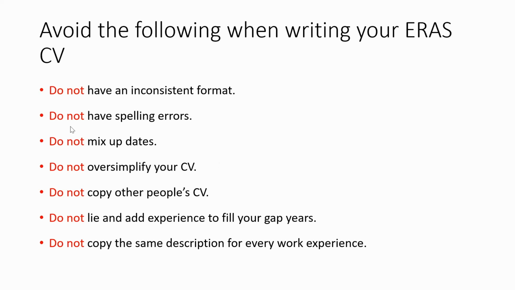The other thing is that you should not mix up dates. If you start writing one of your experiences and then jump to another year, it should have a chronological order, right? It should not make your reader think that you have huge gaps, and then you go back and mention an experience which was two or three years before the one you mentioned earlier. So you should have this chronological order.